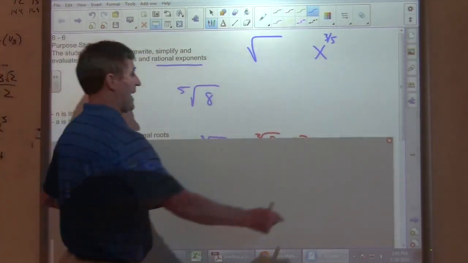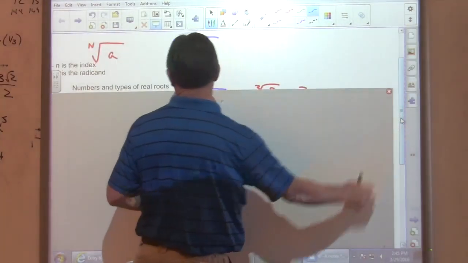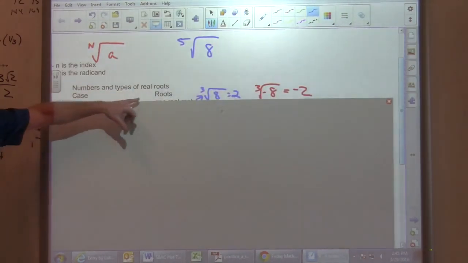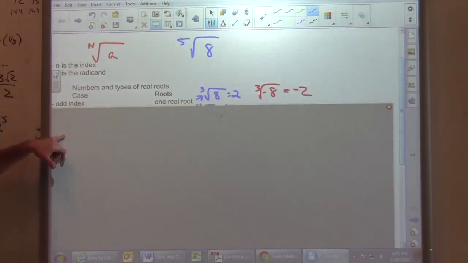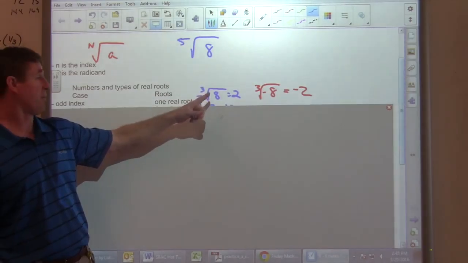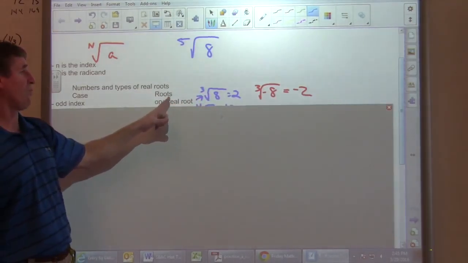Now, we're going to look at different cases that we can work with radicals: the numbers and types of real roots. So we're going to have a case and then what the roots will be. One case would be that we have an odd index, where the index in front is an odd number. And when we have that, we have one real root.